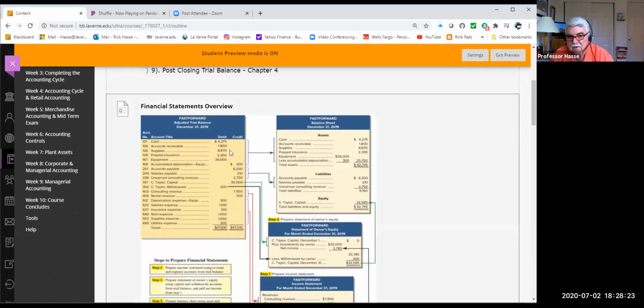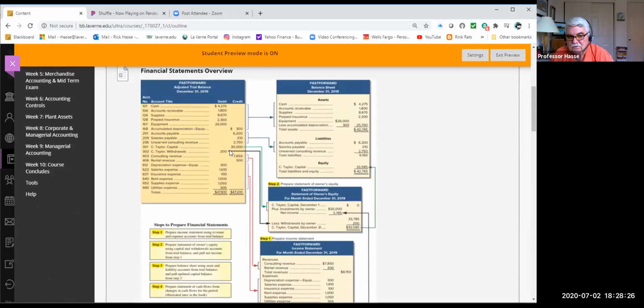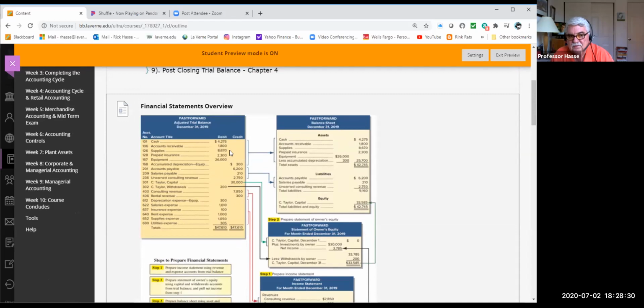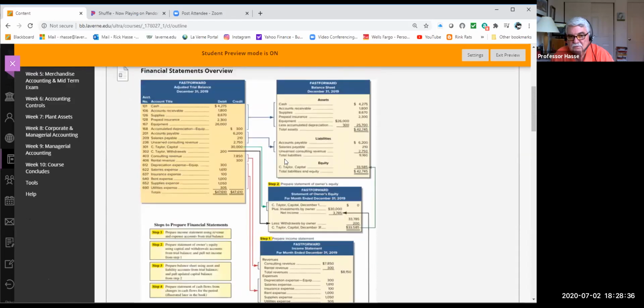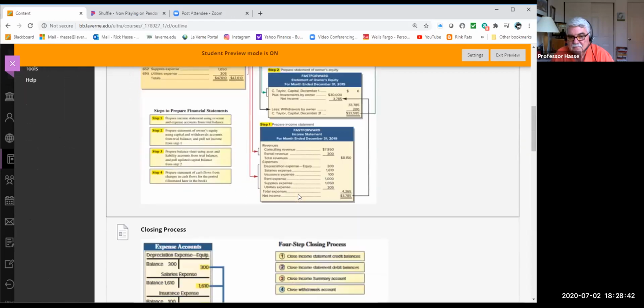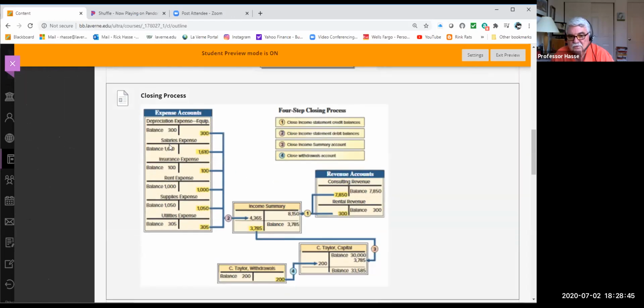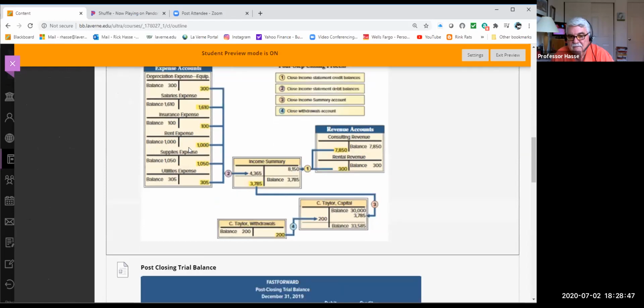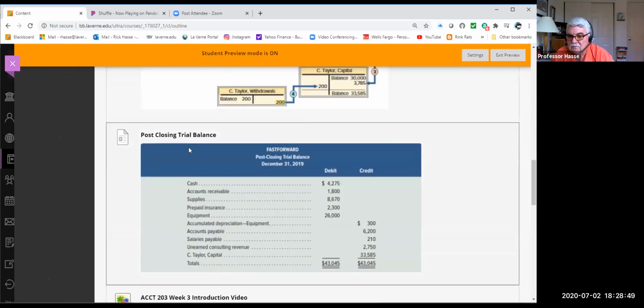Here's a summary of that process from the financial statements going forward. Right underneath it, I'm in week 3, by the way. Financial statement overviews, what makes up the financial statements, from here's the adjusted trial balance, where you take what to what statement, the closing entries, the closing process, and the post-closing trial balance.